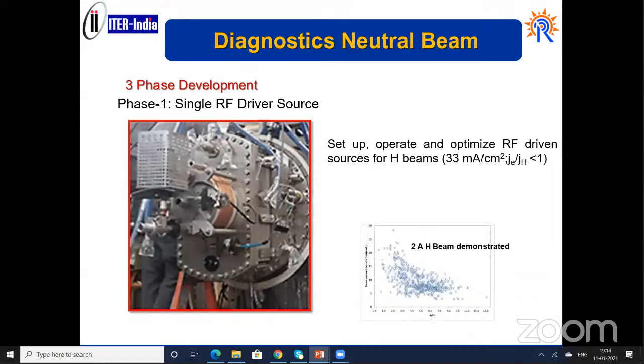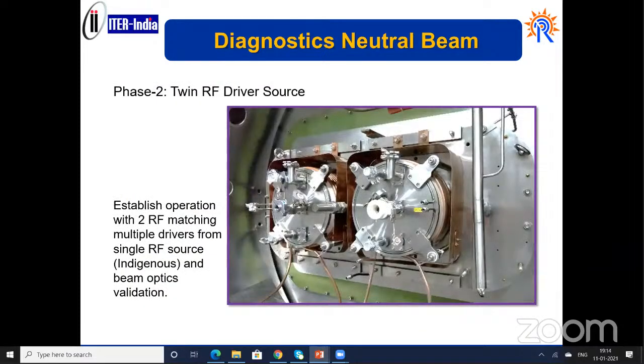Certain test experiments are being done here. It's a large RF driven ion source. We have achieved a beam of 2 ampere, but remember we have to go up to 60 ampere of beam delivery. Another experiment which is slightly bigger.